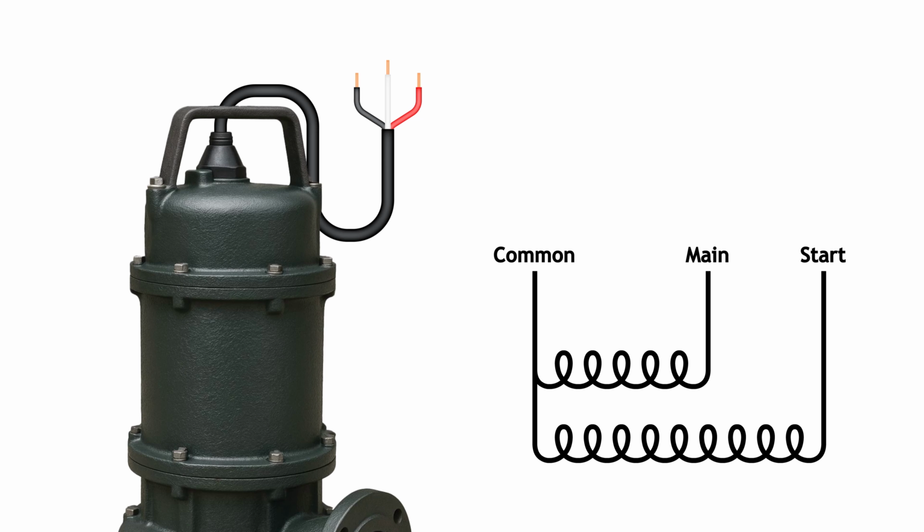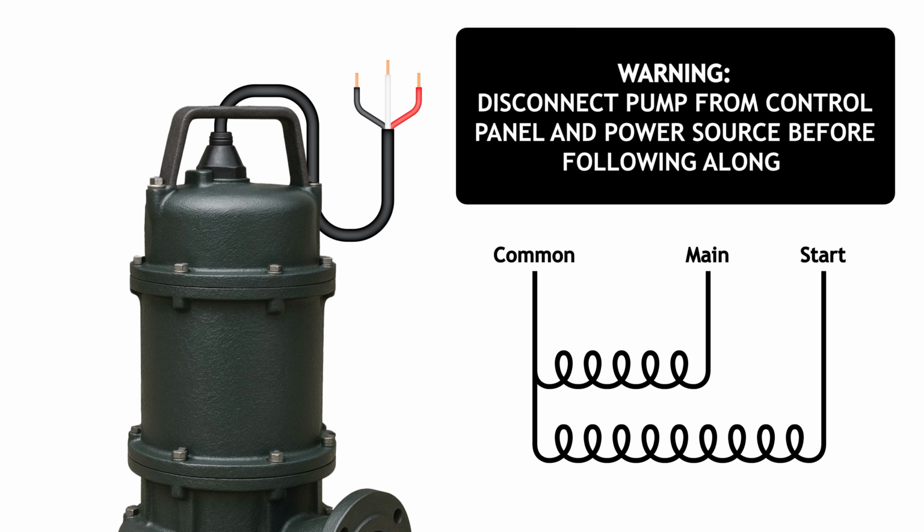In this video, we'll demonstrate how to use a digital ohm meter to identify the main, start, and common windings in a 3-wire grinder pump motor. Before taking any readings, ensure the pump leads are completely disconnected from any control panel terminal blocks.